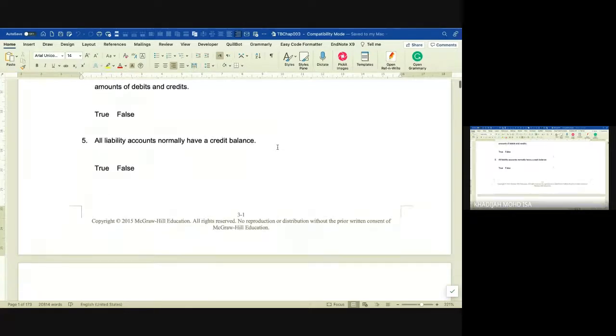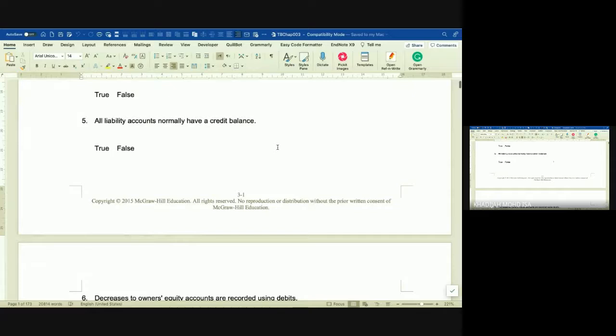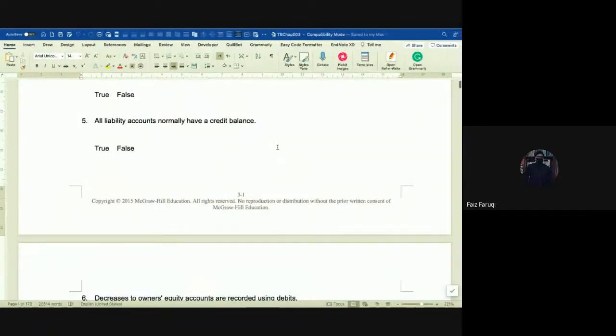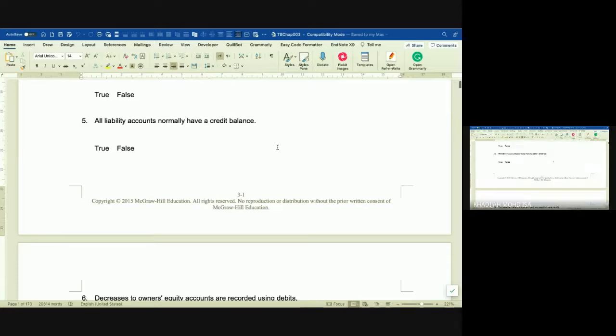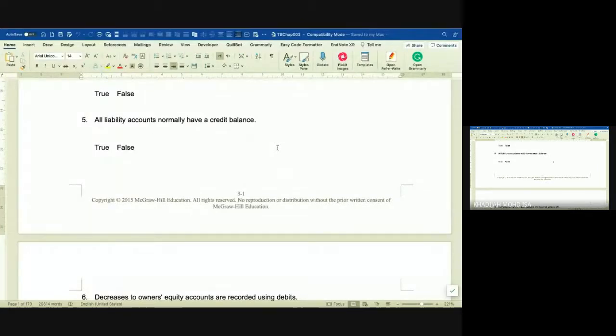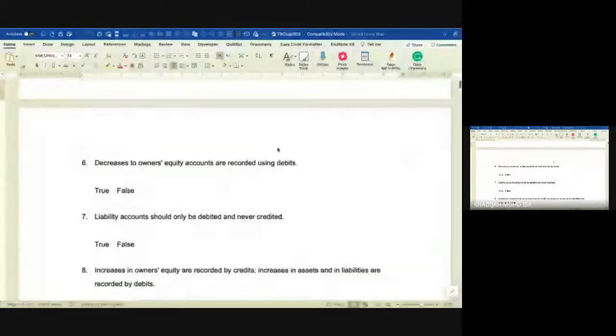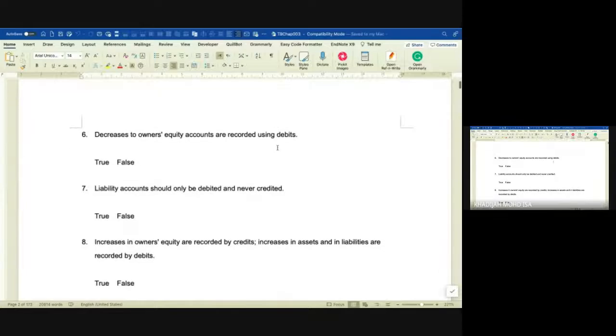All liability accounts normally have a credit balance. True or false? True. Why? Because remember I said that the nature of an asset is a debit, liability and owner's equity is a credit. So assets normally have a debit balance, liability and owner's equity will have a credit balance. So this is true.